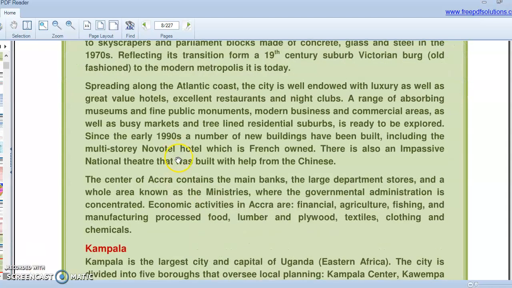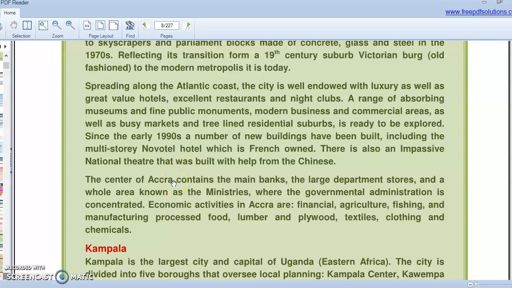Since the early 1990s, a number of new buildings have been built, including the multi-story Novotel Hotel, which is French-owned. There is also an impressive National Theatre that was built with the help from the Chinese.